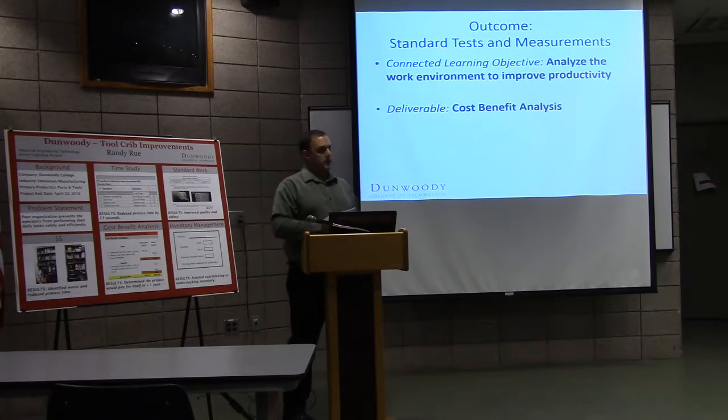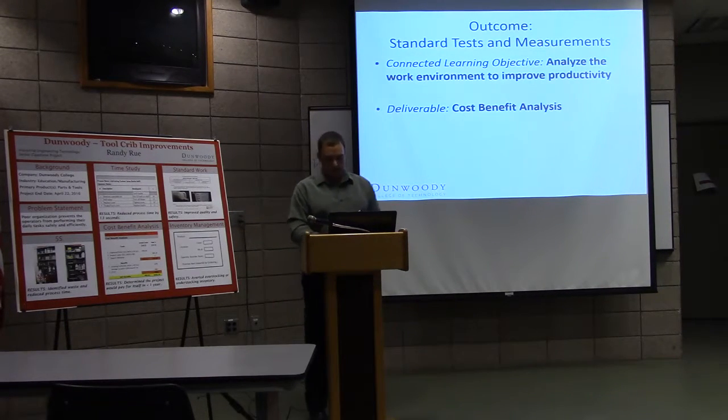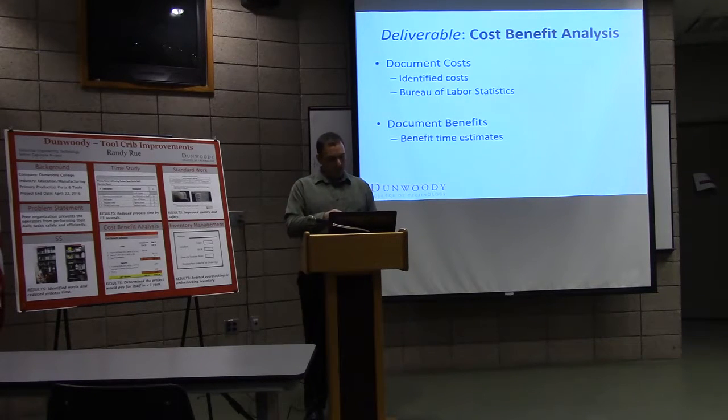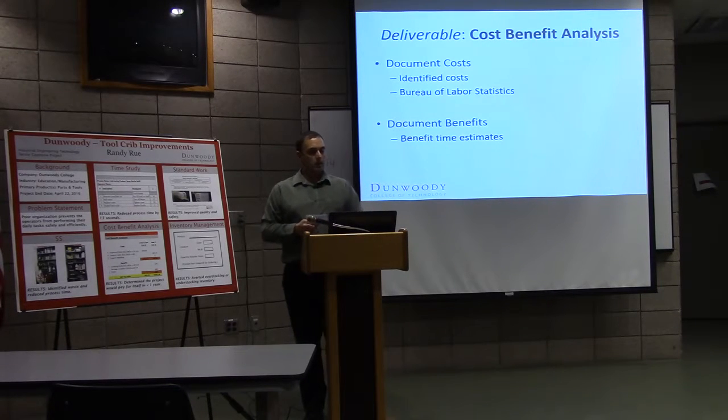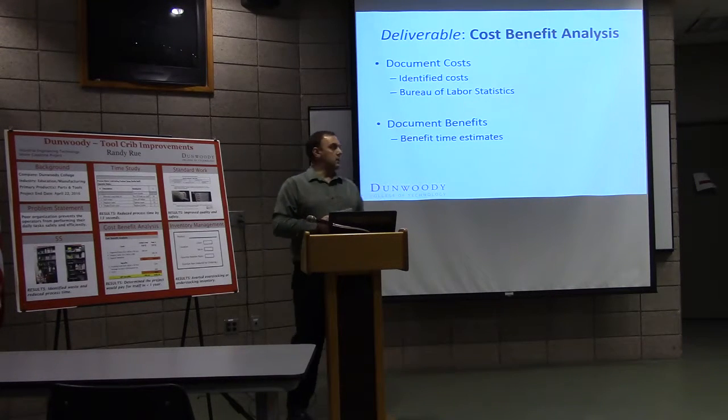Here's my second outcome, with the standard tests and measurements learning objective, and my deliverable is a cost-benefit analysis. Going through the cost-benefit analysis, the first thing I did was meet with the manager and identify what costs it would actually take to implement the 5S and the standard work procedures, and document them in the Excel sheet.